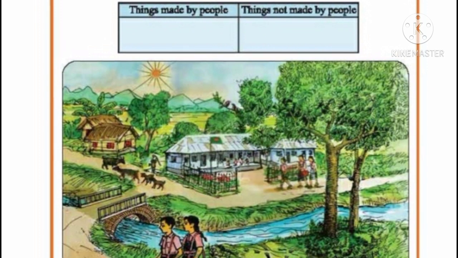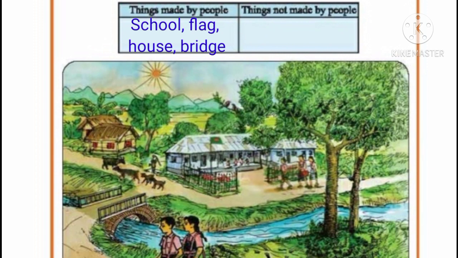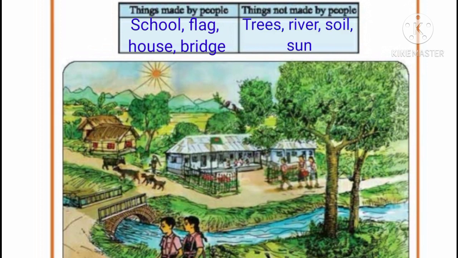Let's start. Yes, in the first column you will write things made by people. We can see here school, flag, houses, bridge. Yes, these all things are made by people. So we will write these things in the table. In the second column, you will write things not made by people. We can see here trees, river, soil, sun, etc. These things are not made by people.